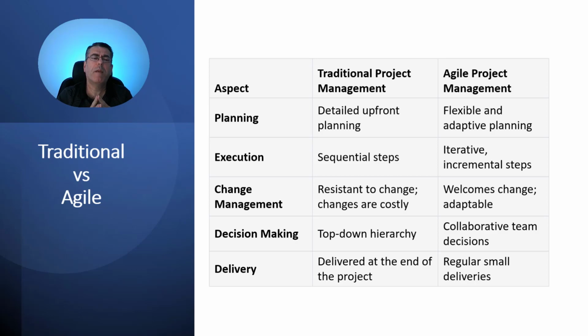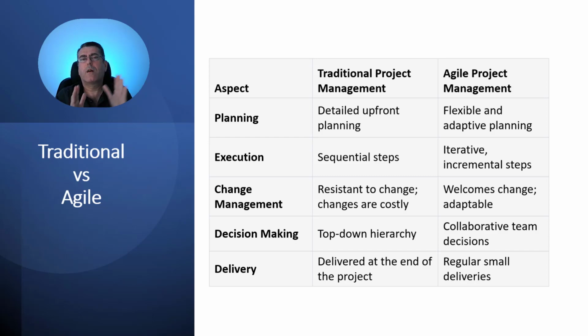In terms of decision making, normally in a traditional way, we have a top-down hierarchy. So we have a customer or a sponsor that really defines what they're gonna do in terms of the final result. In Agile, we collaborate with the team, the user, the customer, the client, so everyone is involved in decision making. In terms of delivery, in a traditional way, we deliver at the end of the project.